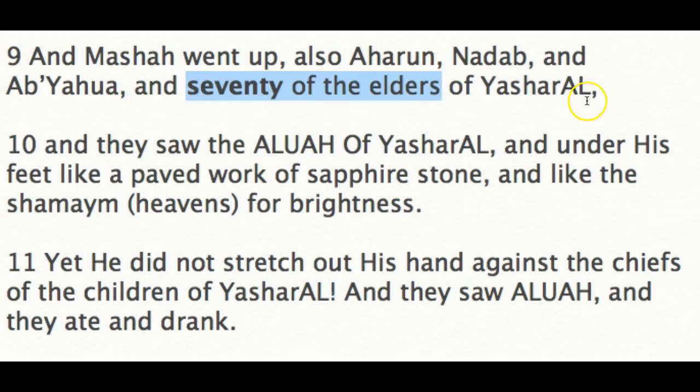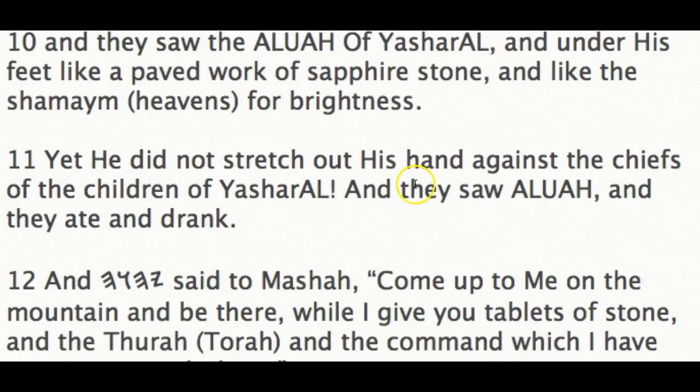Verse 9 says, and Mashah went up, also Aaron, Nadab, and Abihu, and 70 of the elders of Yasharal, and they saw the Aluah of Yasharal, and under his feet like a paved work of sapphire stone, and like the Shamayim for brightness. Yet he did not stretch out his hand against the chiefs of the children of Yasharal, and they saw Aluah, and they ate and drank.